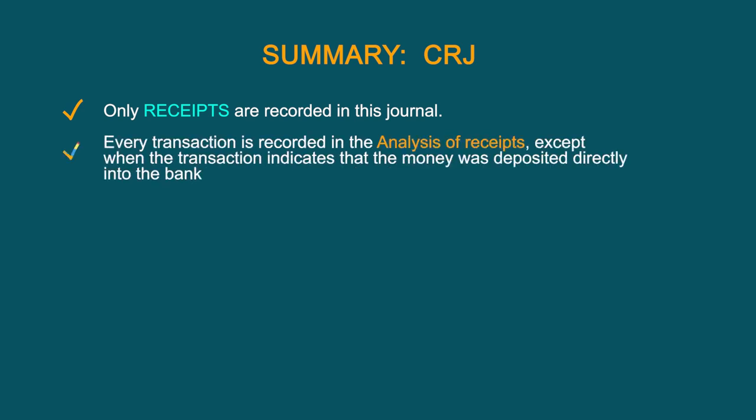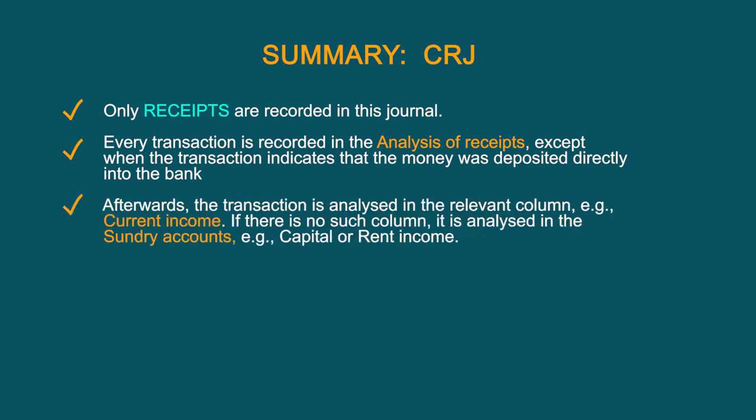Okay, I'm going to help you out now. I'm going to give you a summary of this whole lesson. I'm going to start with the summary of the CRJ. Let's go. Only receipts are recorded in this journal. Every transaction is recorded in the analysis of receipts, except when the transaction indicates that the money was deposited directly into the bank. Afterwards, the transaction is analyzed in the relevant column, example, current income. If there is no such column, it is analyzed in the sundry accounts, example, capital or rent income.